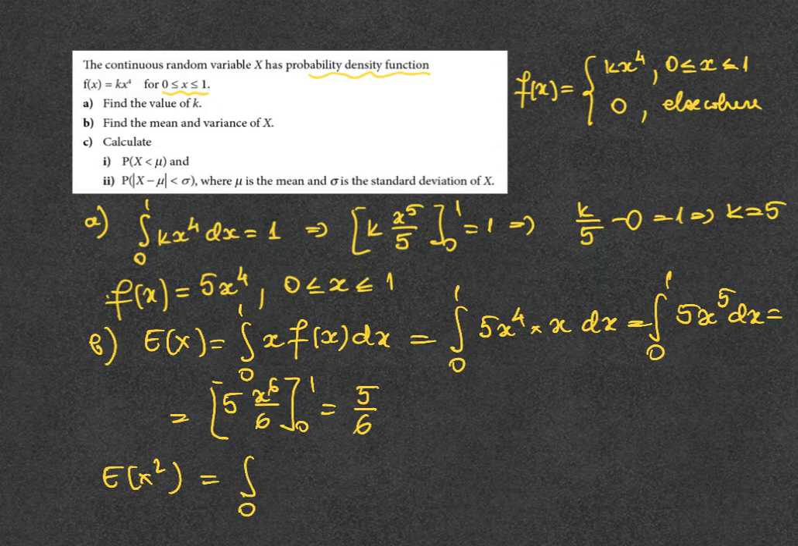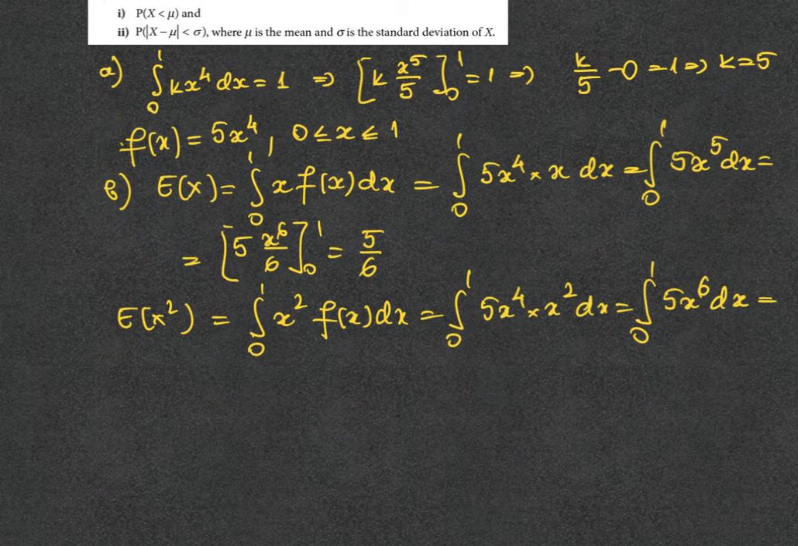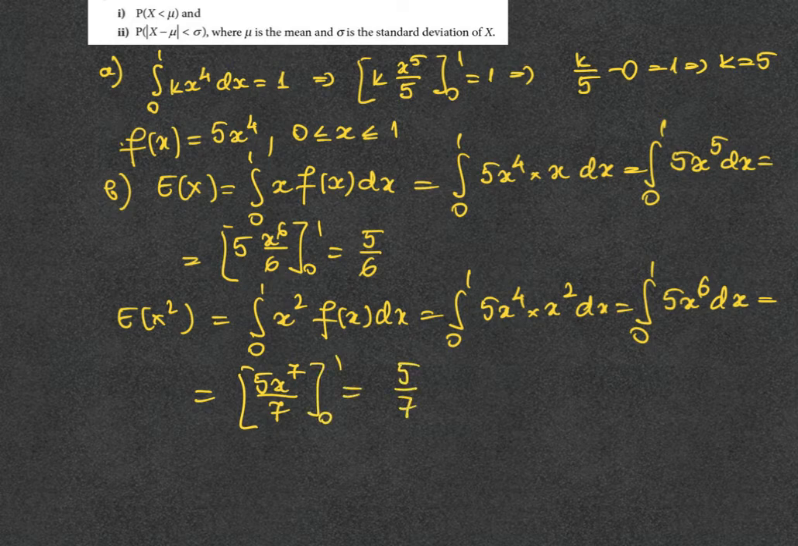Variance: for the variance, I need E(X^2) first. So E(X^2) is the integral from 0 to 1 of x^2 f(x) dx. So it's the integral from 0 to 1 of 5x^4 times x^2 dx. It's the integral from 0 to 1 of 5x^6 dx, which equals 5x^7/7 from 0 to 1. So it's 5/7.